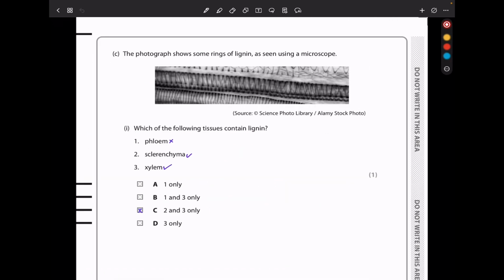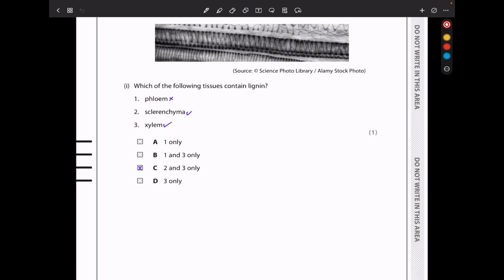In part C, the photograph shows some rings of lignin as seen using a microscope. We can see the rings here. They say which of the following tissues contain lignin. Lignin is contained in sclerenchyma as well as xylem, so there is no lignification in phloem tissues. So the answer should be C, 2 and 3 only.